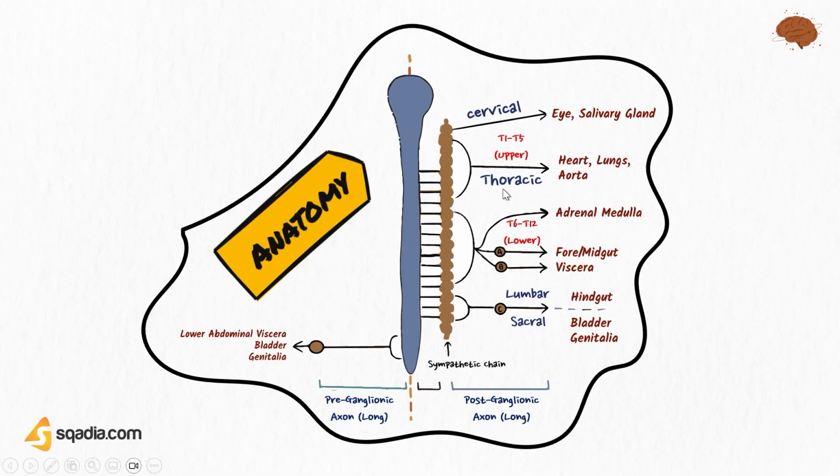Next we have this thoracic region, which is from T1 to T5, and it supplies the heart, lungs, aorta, and more specifically the larynx, trachea, bronchi, esophagus, etc.